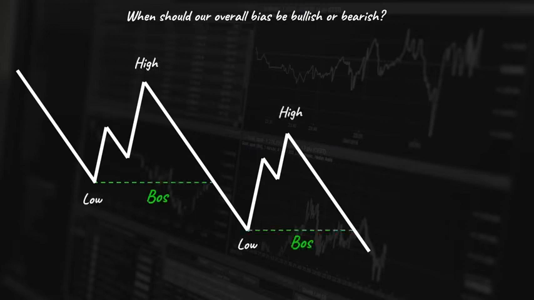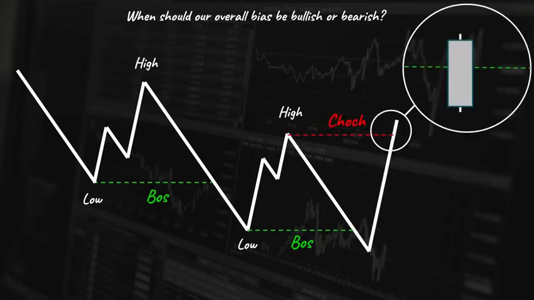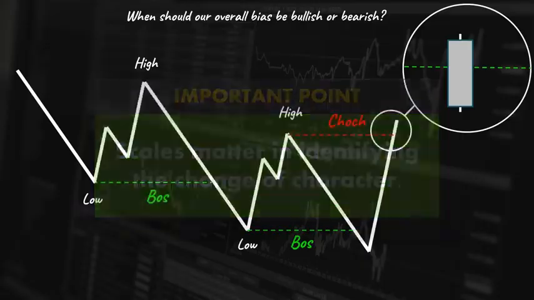As we mentioned earlier, the break of an origin creates a change of character. A breakout occurs when a candlestick closes a visible amount through a level of market structure. So, first we must locate the sources to identify the reversal points. But here is an important point. Scales matter in identifying the change of character.